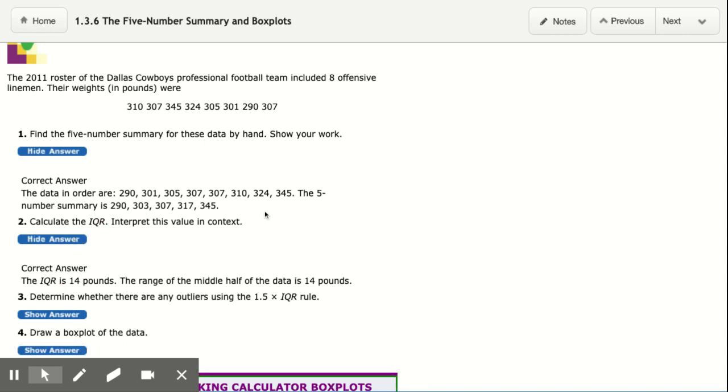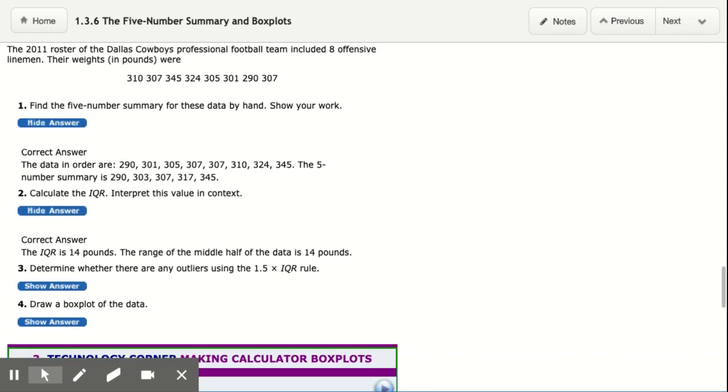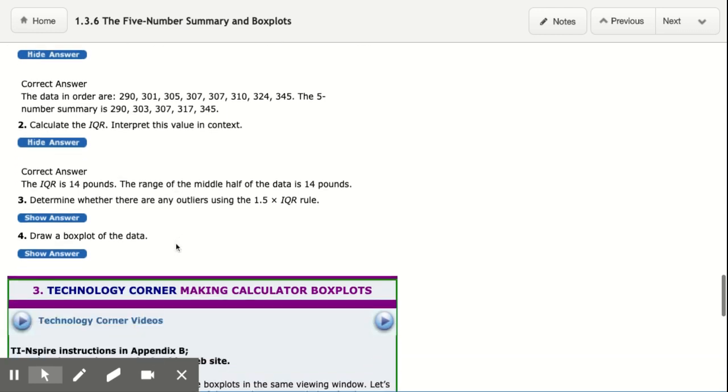Interquartile range, if you remember, IQR is Q3 minus Q1. So in this scenario, that is 317 minus 303. That is 14. And in this context, that's pounds. So the IQR is 14 pounds, or the range of the middle half of the data. There's 50% of the data between Q1 and Q3, and that spread is 14 pounds.